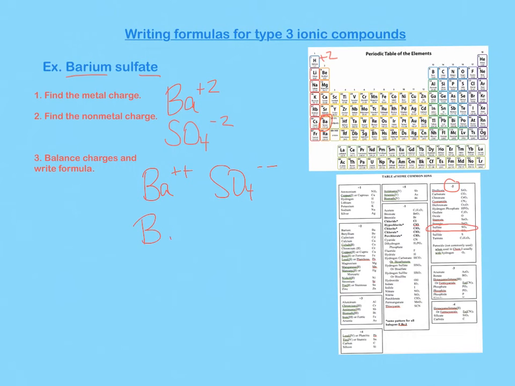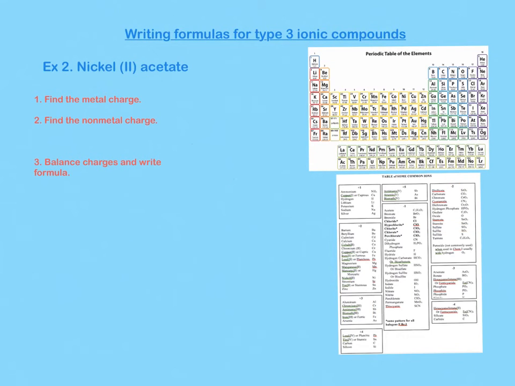So I would just write BaSO4. You notice that I have a capital O here because it is talking about an oxygen. A small o would mean something else. So my formula would end up being BaSO4.